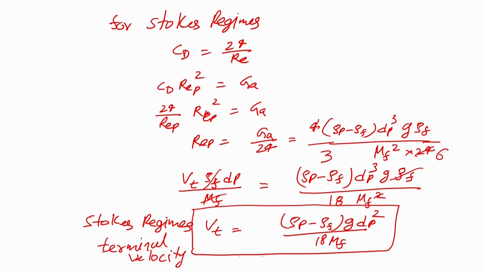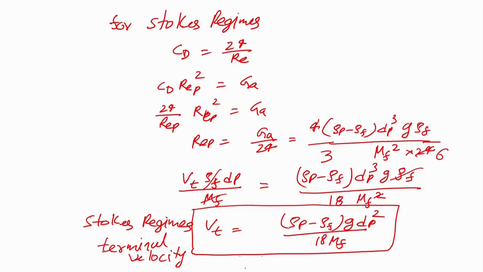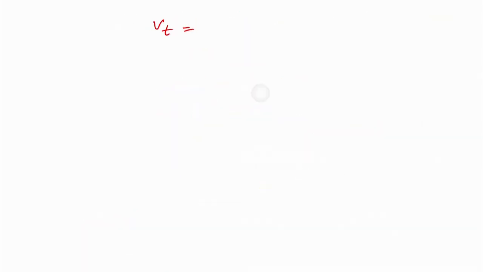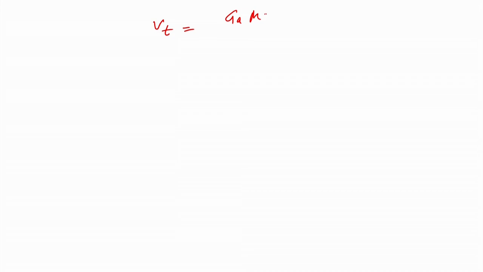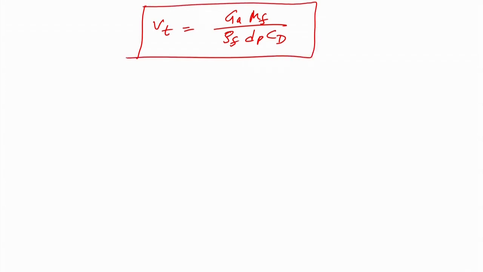But what will happen in case of non-Stokes regime? You need to do the iteration. Now, again I would like to explain the procedure of this. So, what we have done, we have defined V_t as equal to, in the non-Stokes regime, the square root of g mu_f upon rho_f d_p C_d, that is, mu_f upon rho_f into d_p into C_d. This is in the non-Stokes regime or any other regime.